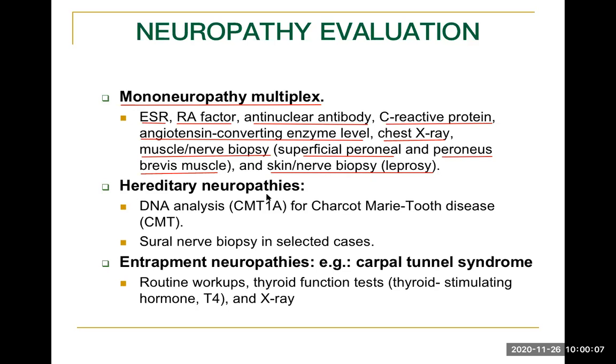For hereditary neuropathy, you have to go for DNA analysis, because these are associated with hereditary conditions. So Charcot-Marie-Tooth disease is a hereditary neuropathy, and you have to assess for the CMT1A gene there. If it is present, probably the disease is diagnosed. Sural nerve biopsy can also be done.